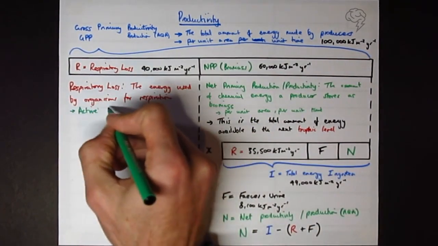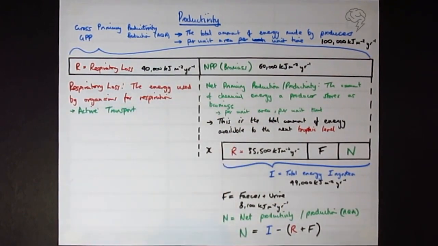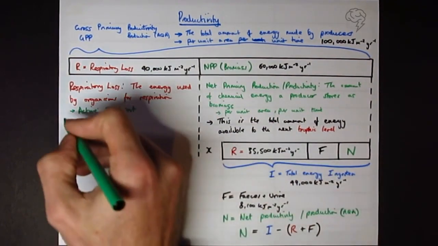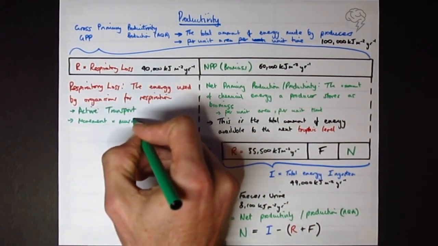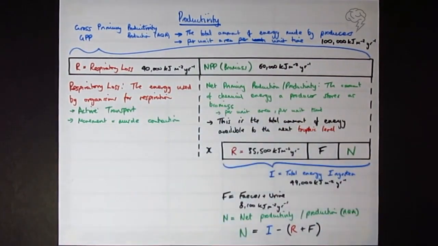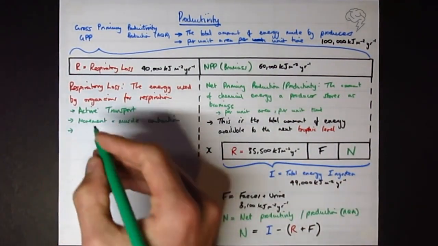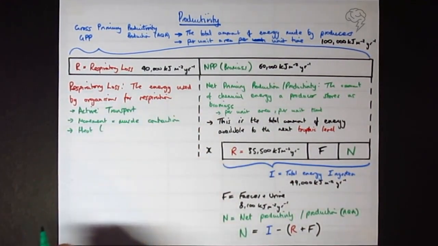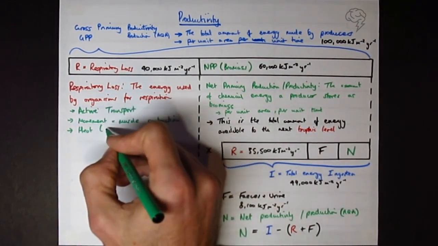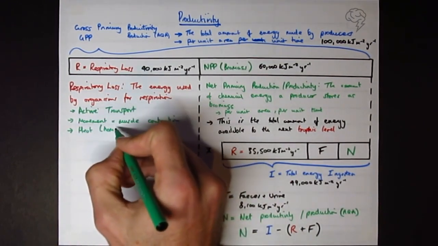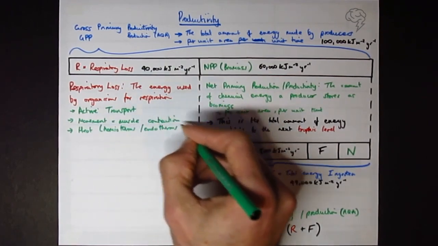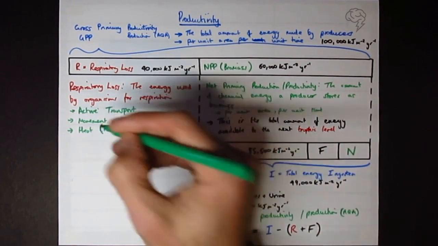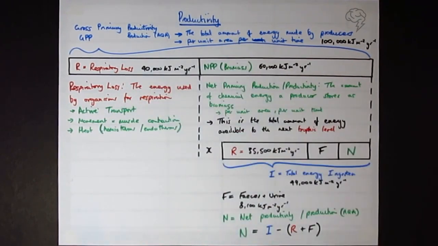So this could be, for plants, for example, active transport. If it's a mobile organism, if it's a consumer, then it could be muscle contraction. It could be lost as heat, especially in homeotherms or endotherms, warm-blooded animals, things like that. Okay, so now we know what respiratory loss is. Now we can look at the numbers for calculating net production.